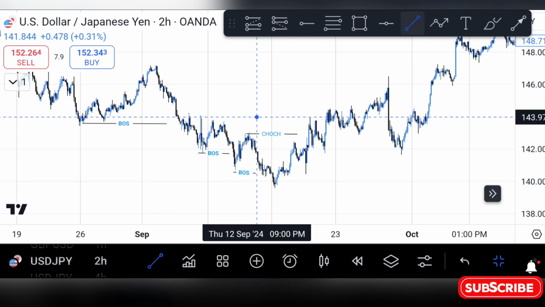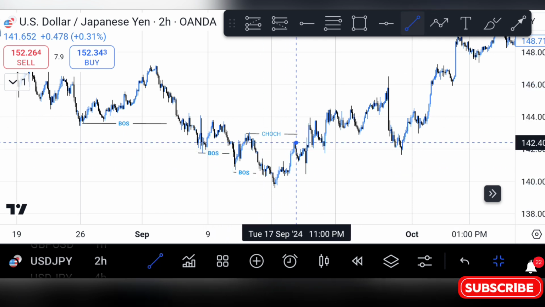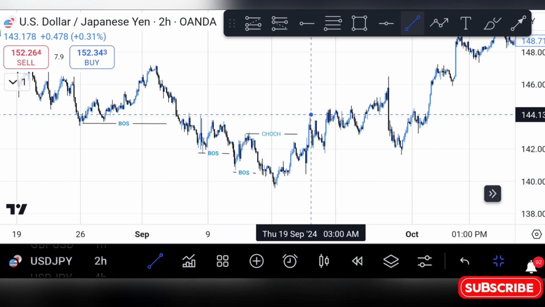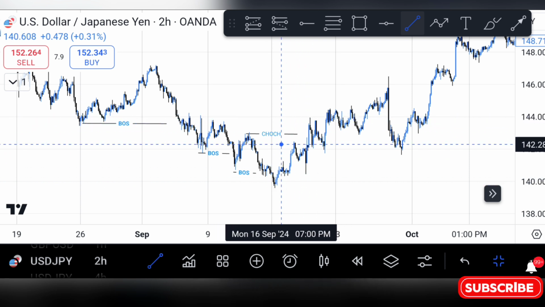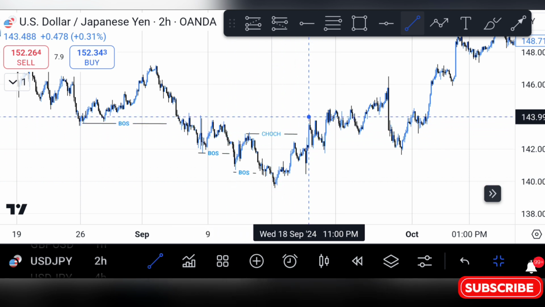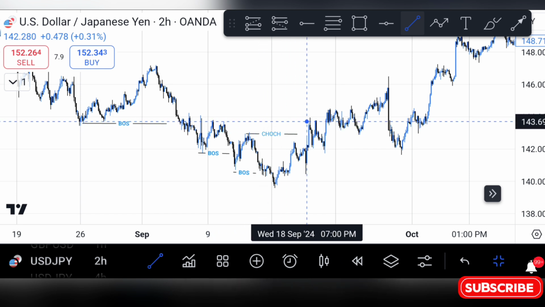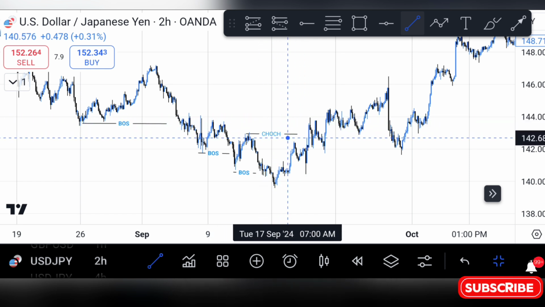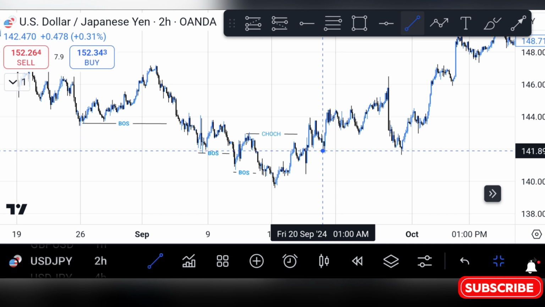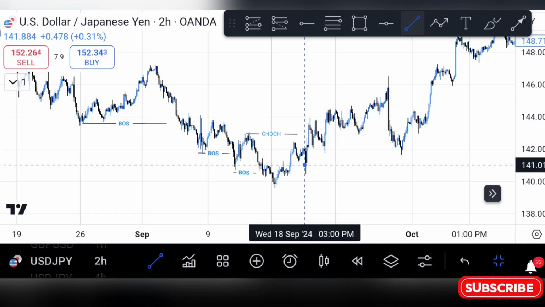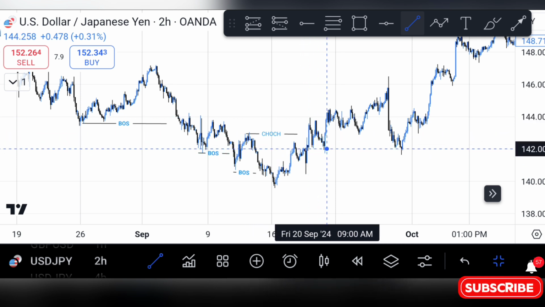And when this change of character happens, this is the new high price has created. Price pushed from here, broke this high, broke the structure. This high was the cause of the change of character. So this is our new high, and this is our new low. Price pushed from here to the downside. This is our new low, and this is our previous low.